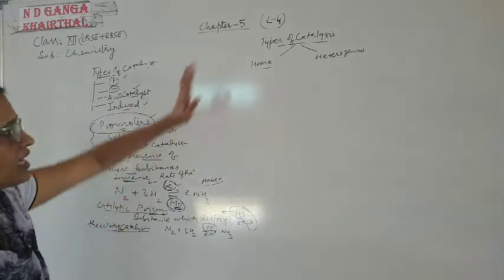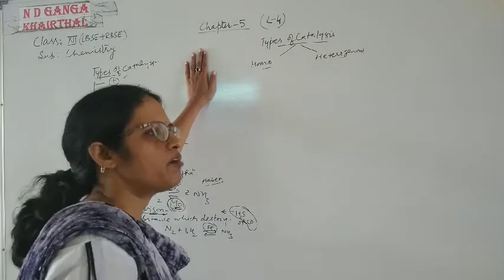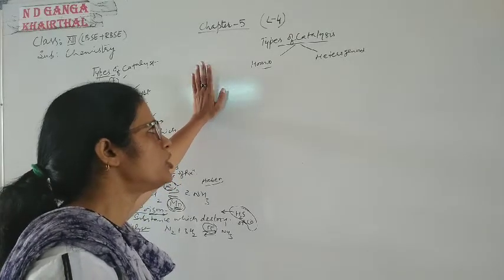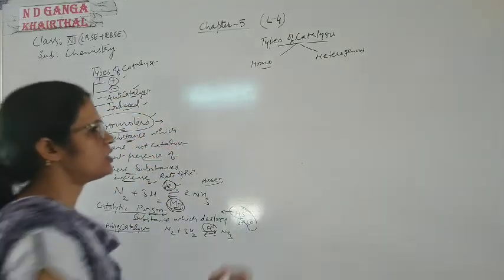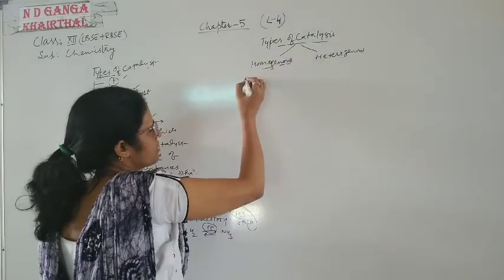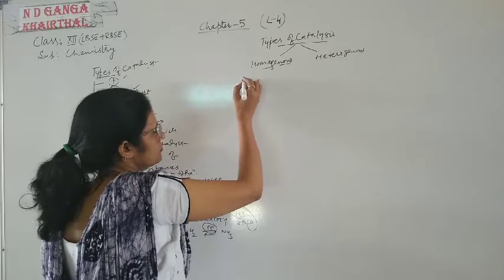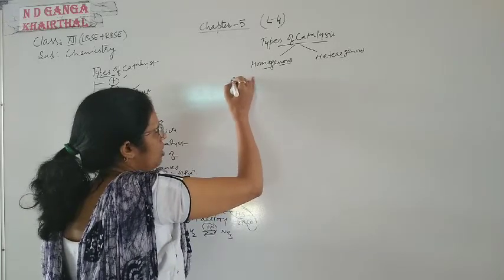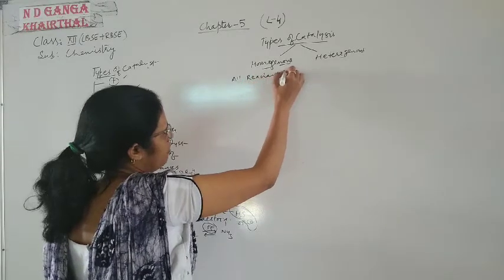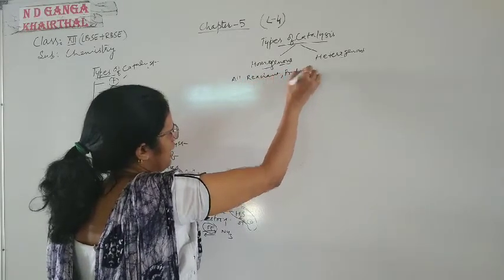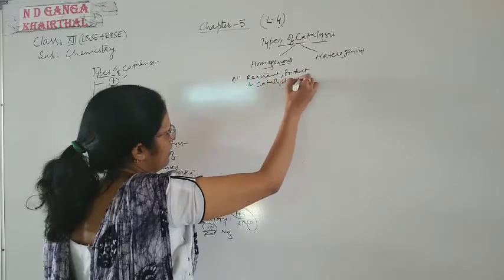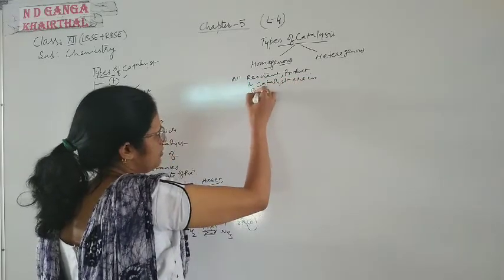Now come to the next topic, that is types of catalysis. Catalysis is of two types. One is homogeneous catalysis, another is heterogeneous catalysis. Homogeneous catalysis is that in which all reactant, product and catalyst are in the same phase.